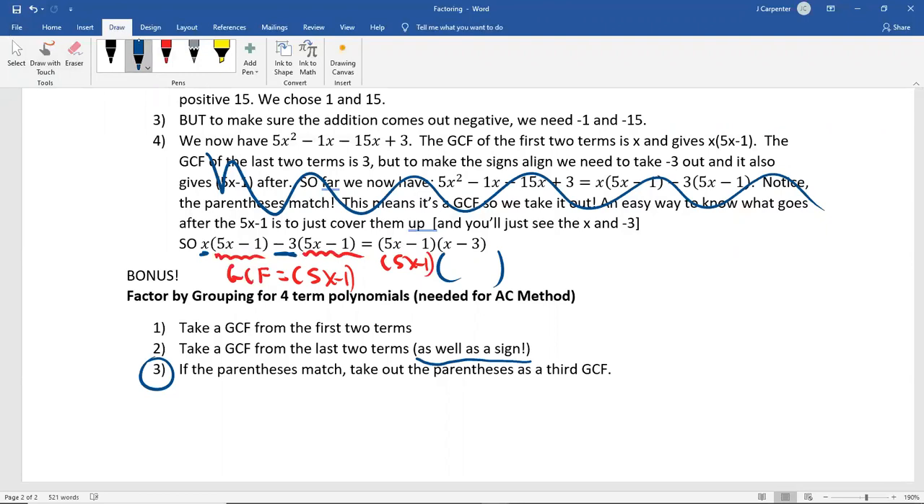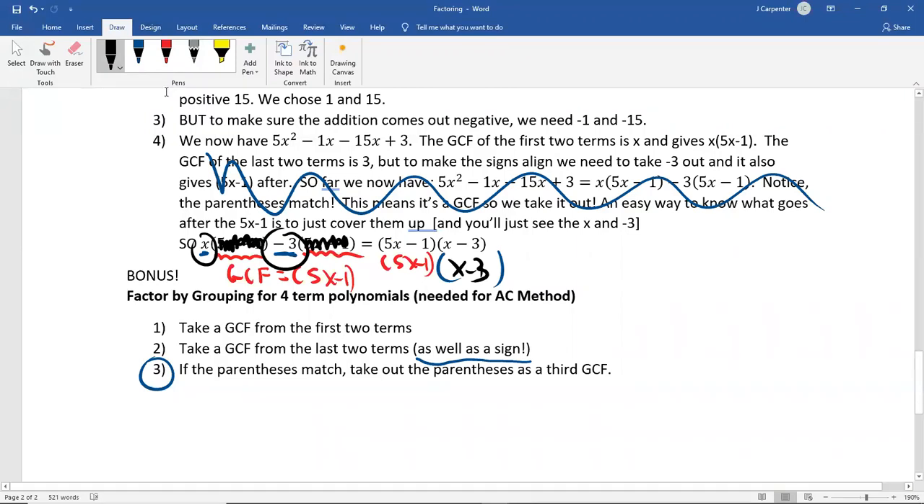And what goes in here, what I do is I say just use your hands to cover up the GCF in the previous line. So where we have all the blue and red ink right here. So this is me covering the 5x minus 1 with my hand. What do you see left over? You see this x and this minus 3, and that's exactly what goes in the other parentheses, x minus 3.